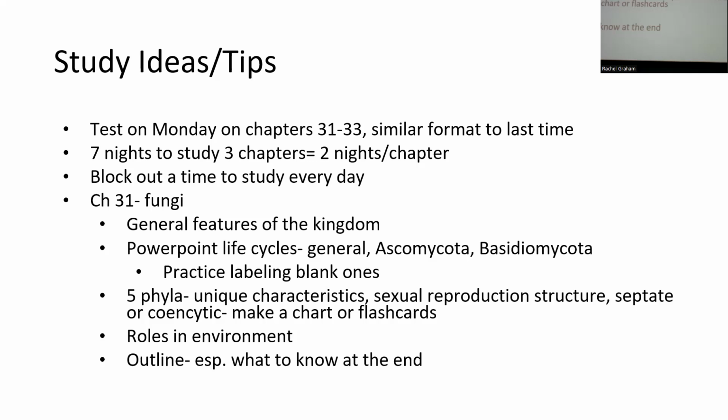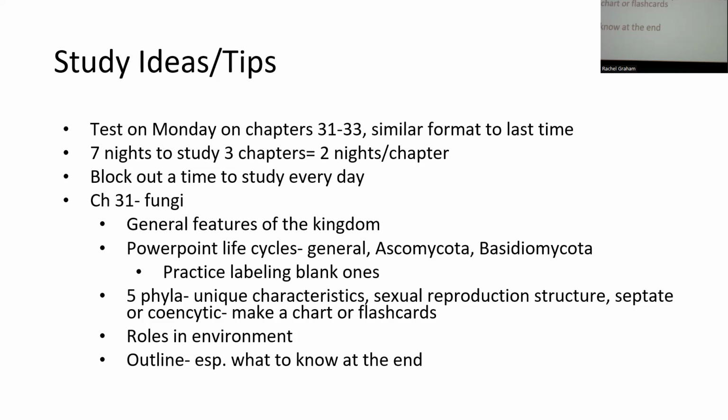Chapter 31 is fungi, so you need to know things like the general features of the kingdom. There are 3 life cycles on the PowerPoint, but those are the ones that you need to focus on. Print out those life cycles and practice labeling them. Take the labels off, label them.